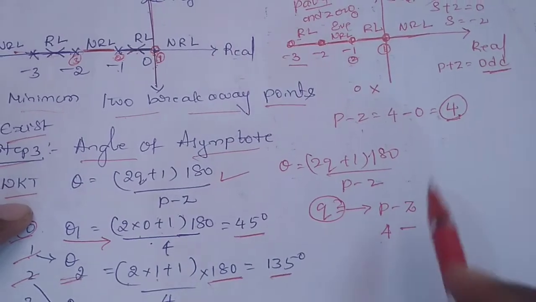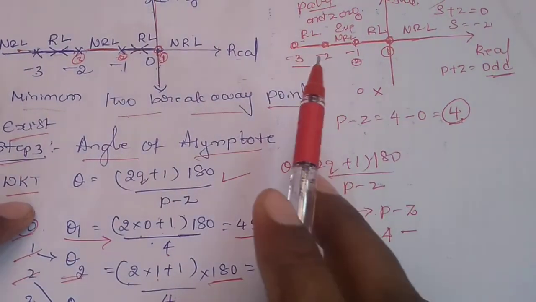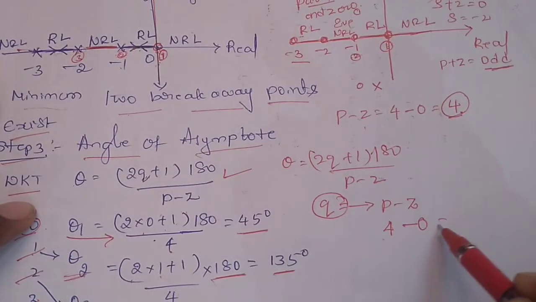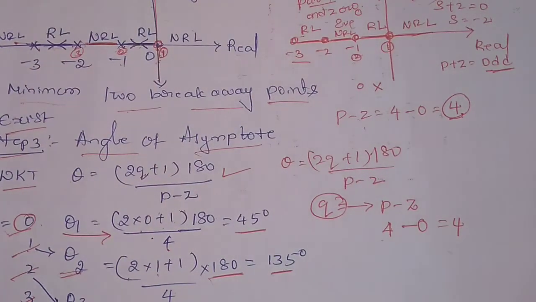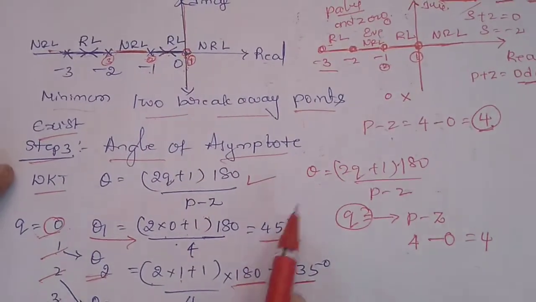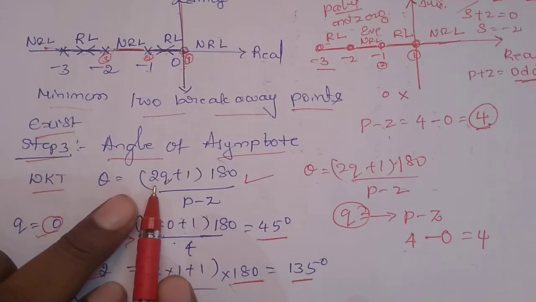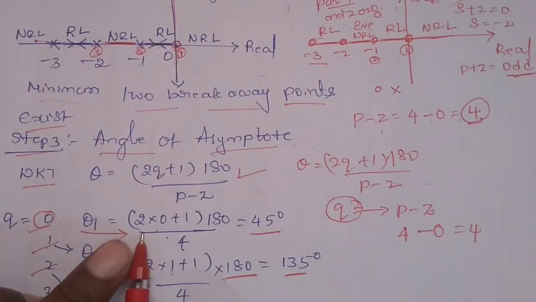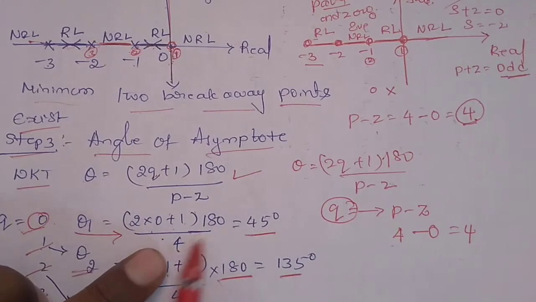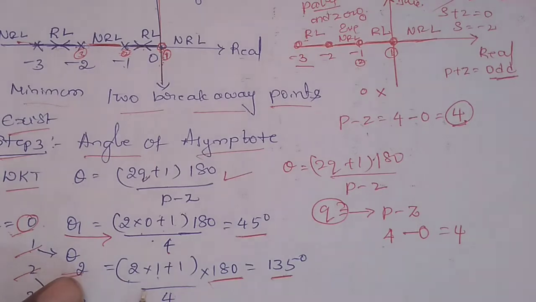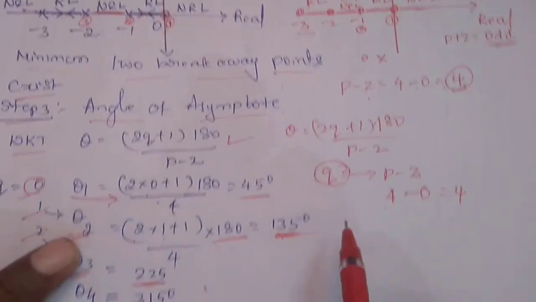Then the number of zeros. There are no zeros in the problem, so the answer is 0. Then you will get 4. Then substitute the values of q here. So 2q plus 1: if q equal to 0, that is (2 into 0 plus 1) into 180 divided by 4. So you will get 45 degrees. Similarly, find the value of theta 2, you will get 135.